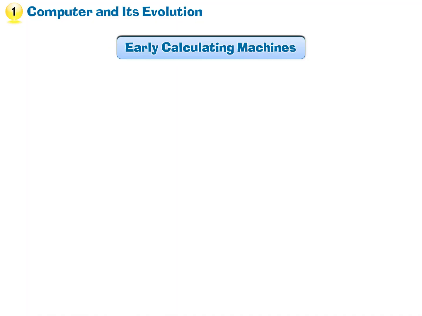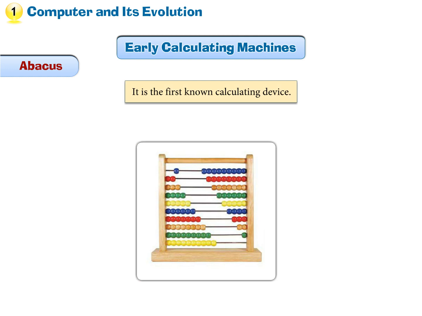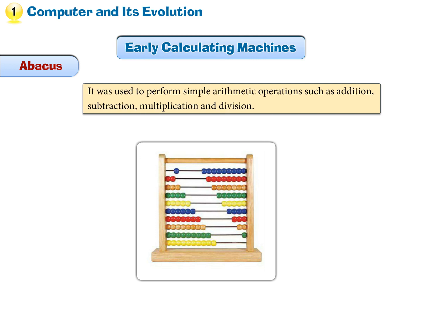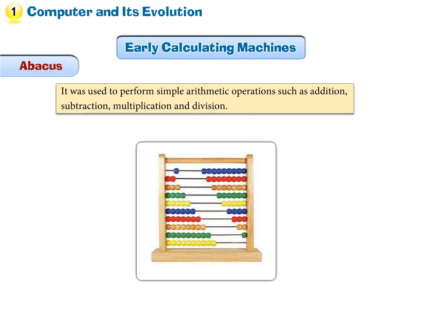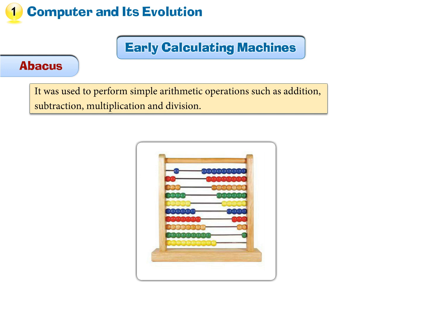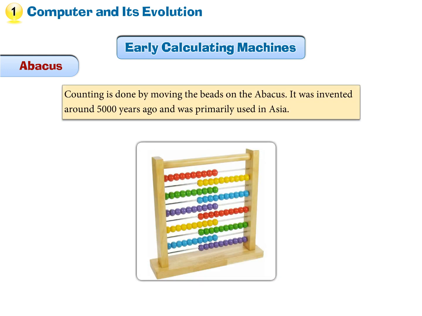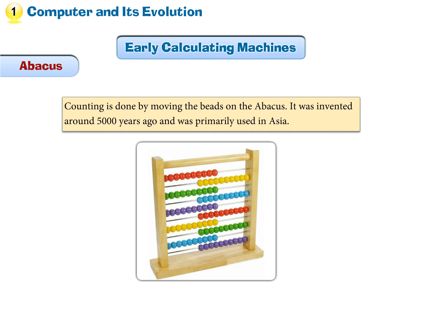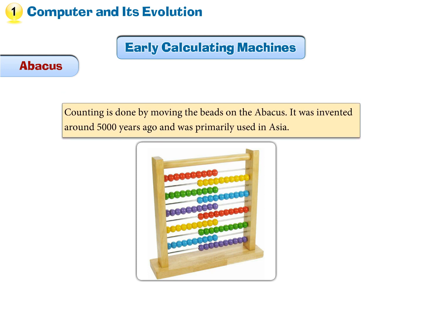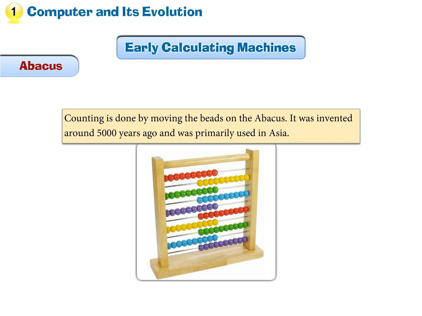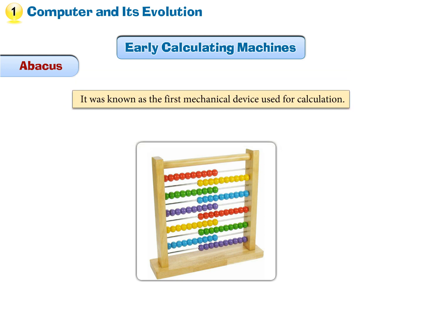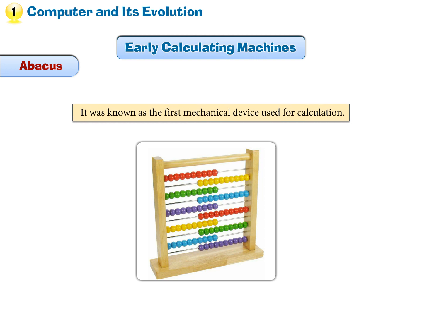Early calculating machines. Abacus. It is the first known calculating device. It was used to perform simple arithmetic operations such as addition, subtraction, multiplication and division. Counting is done by moving the beads on the abacus. It was invented around 5,000 years ago and was primarily used in Asia. It was known as the first mechanical device used for calculation.